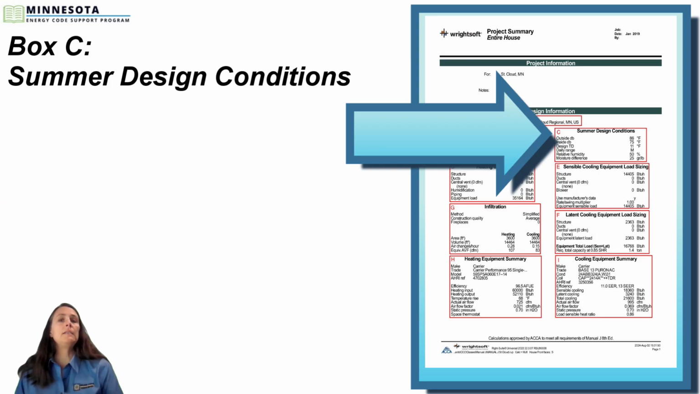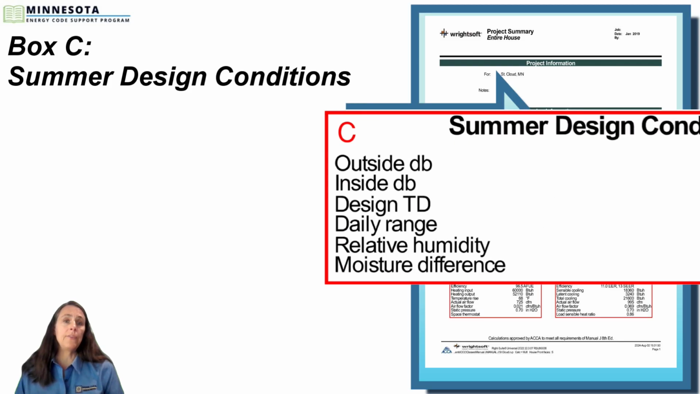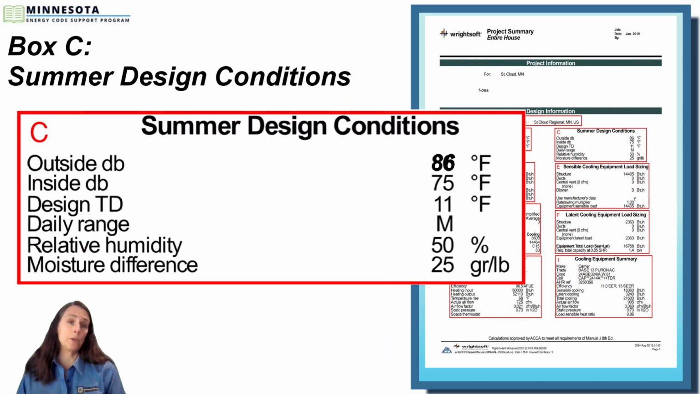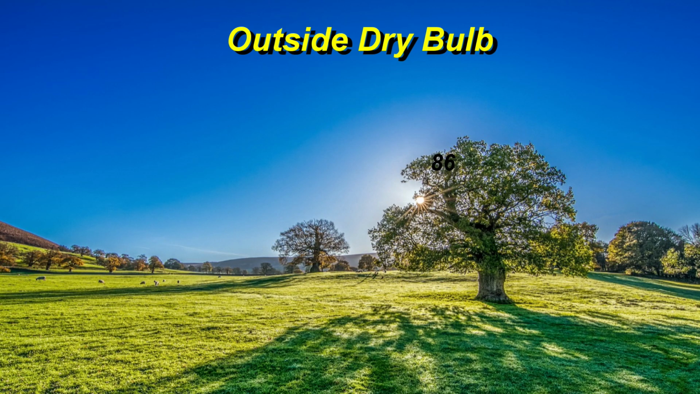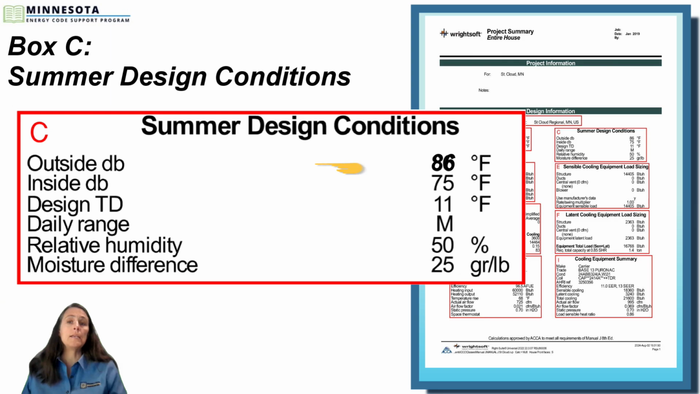Box C. Box C is the summer design conditions. Now, this section contains 6 rows. The first row is for the outside dry bulb. In this report, it's listed as 86 degrees. Again, this is not the warmest it can be. This is the 1% summer dry bulb, meaning that 99% of the total hours for the year will be cooler.